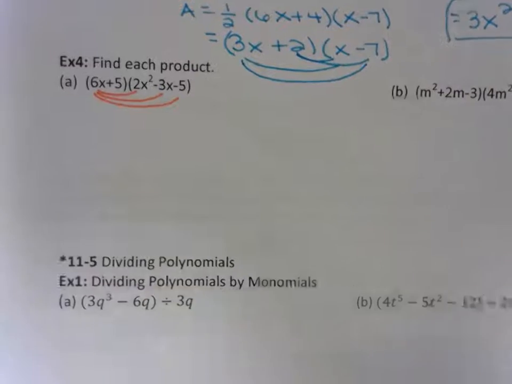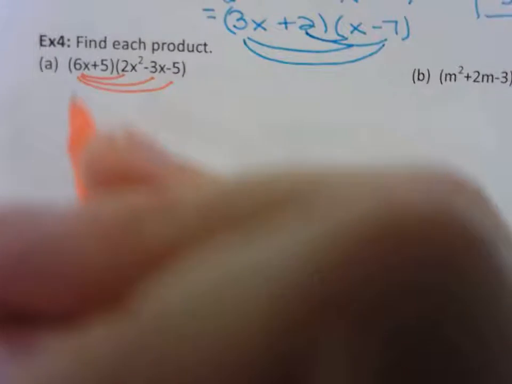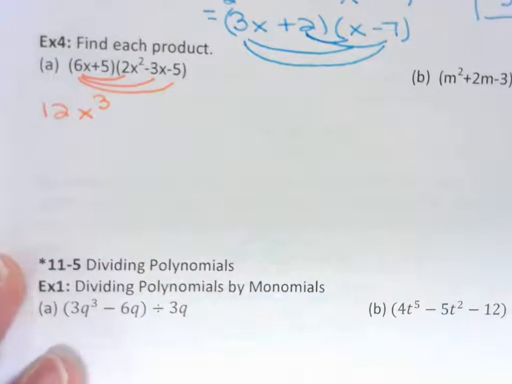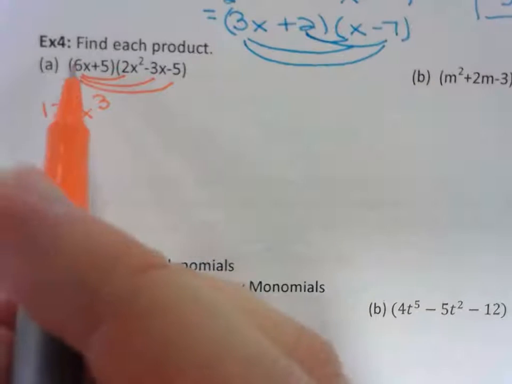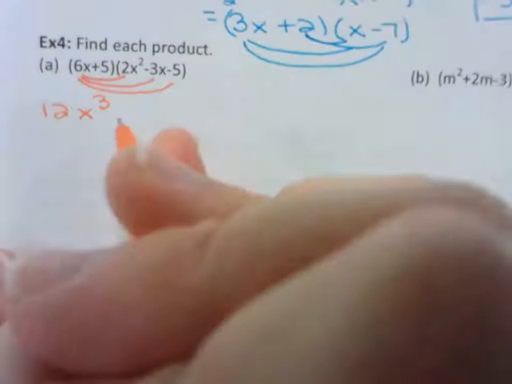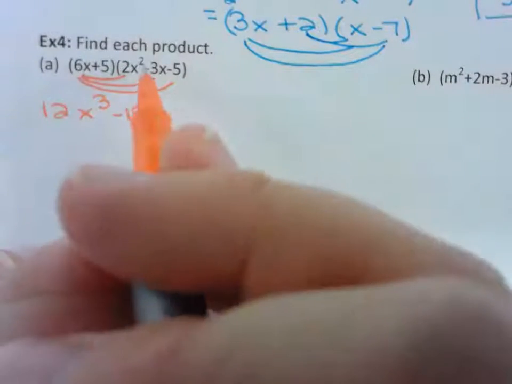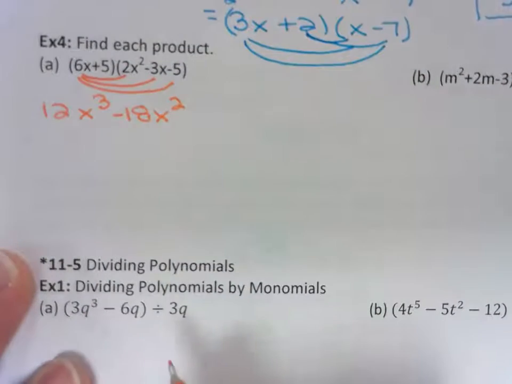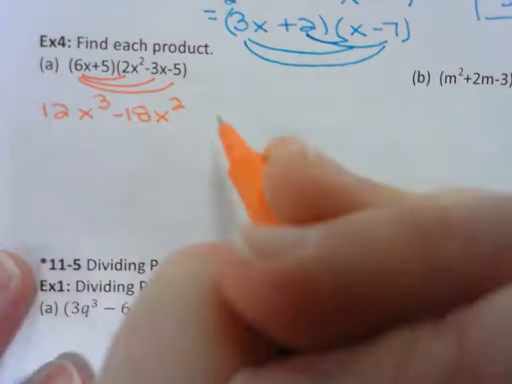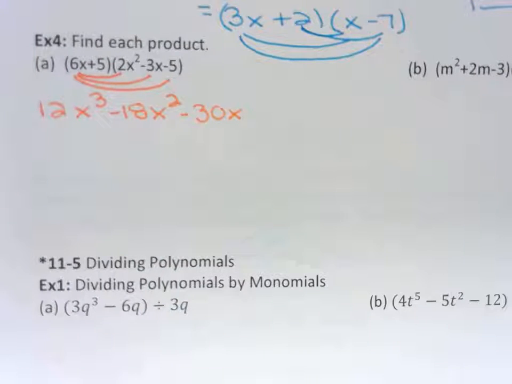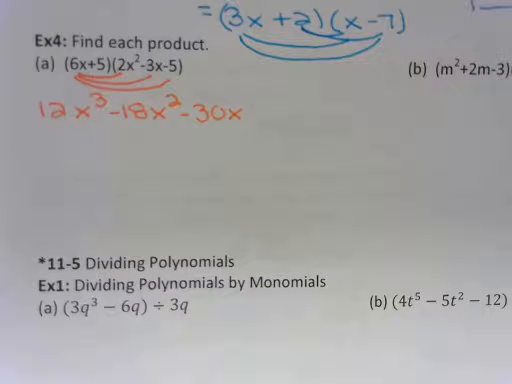So we're going to take 6x times 2x squared. So what is 6x times 2x squared? 12x to the third. It's distributing, just lots of times. 6x times negative 3x. Yeah, negative 18x squared. Good. And then 6x times negative 5. Negative 30x. So we're distributing. You just have to do it lots of times. Any questions on that?